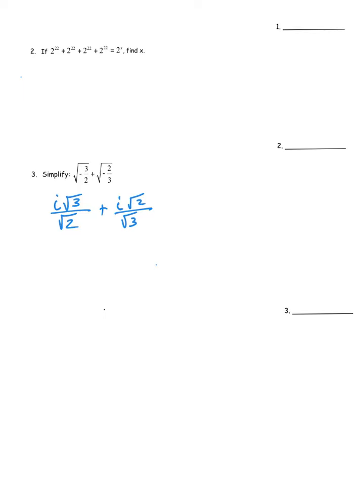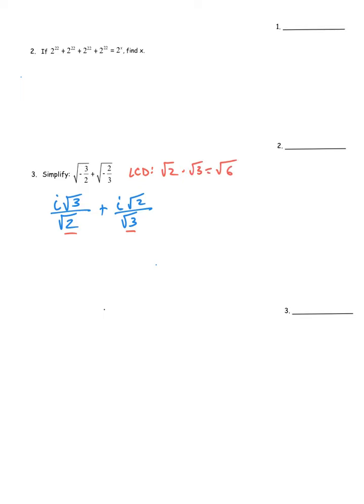Now we need to add fractions. In order to add fractions, we need a common denominator. The least common denominator for this particular problem is the square root of 2 from the first term times the square root of 3 from the second term, which is the square root of 6.